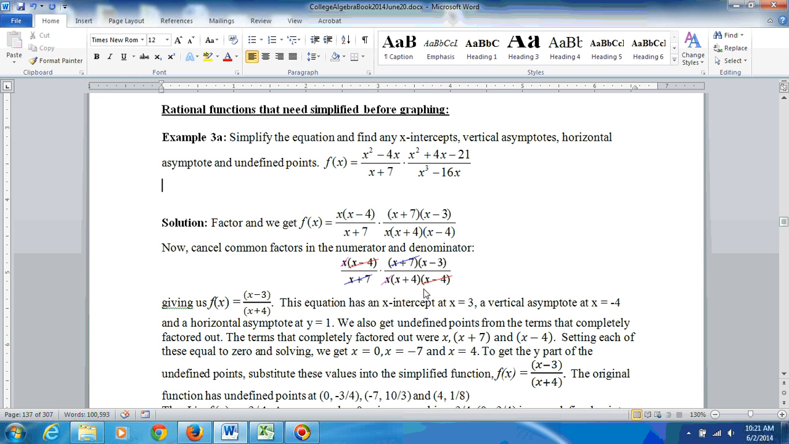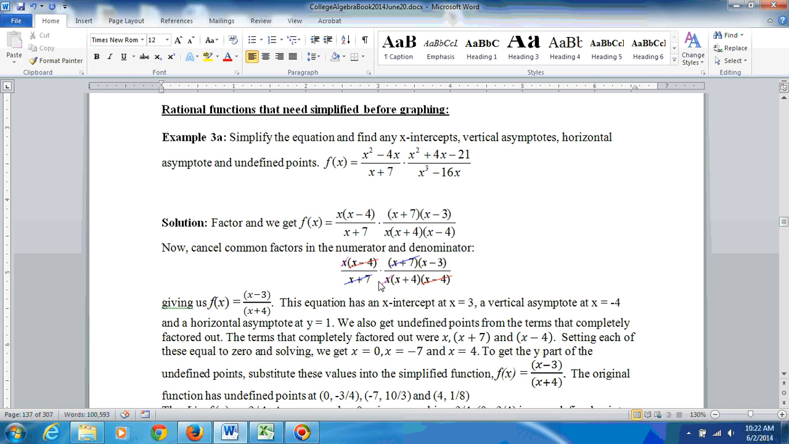X minus 4 got canceled out. Okay? So what made that equal to 0? 4. So 4 is an x value that is part of an undefined point. To get the y part of that undefined point, substitute the 4 in here. 4 minus 3 is 1. 4 plus 4 is 8. So you get 1/8. So (4, 1/8) is another undefined point.